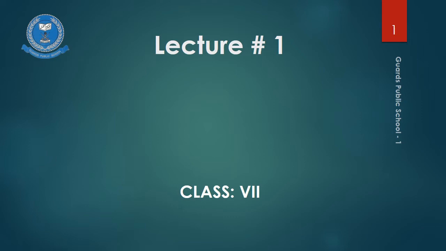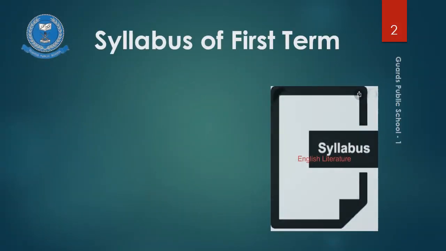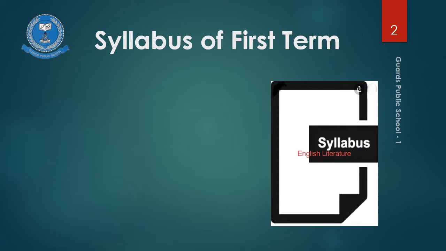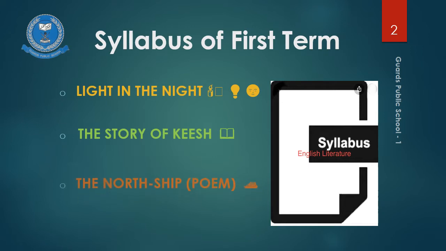Today I am here with the third lecture of English Literature for class 7th. Let's have a look at a syllabus outline of first term, which includes 3 topics. Number 1, Light in the Night. Number 2, The Story of Kish. These are the 2 lessons. The North Ship, and this is one of the poems. So altogether we have 3 topics for first term.